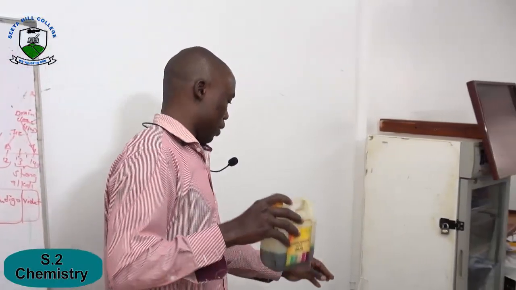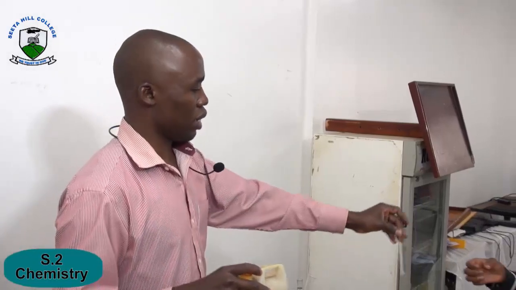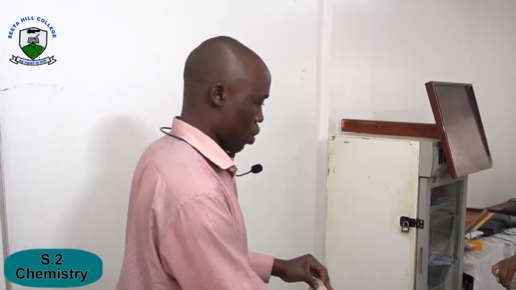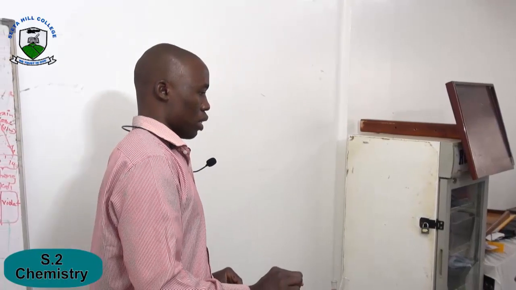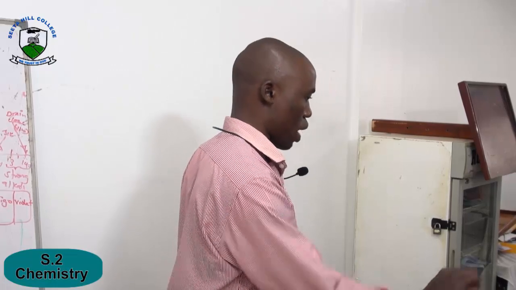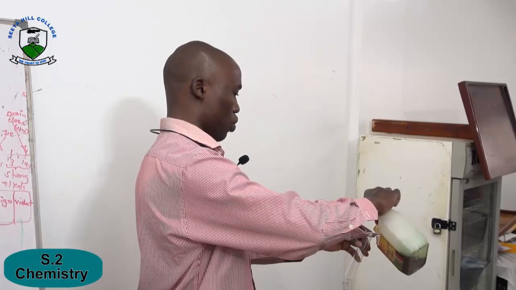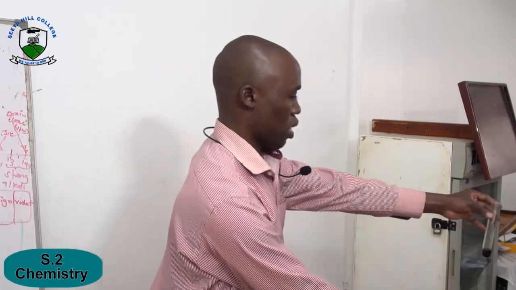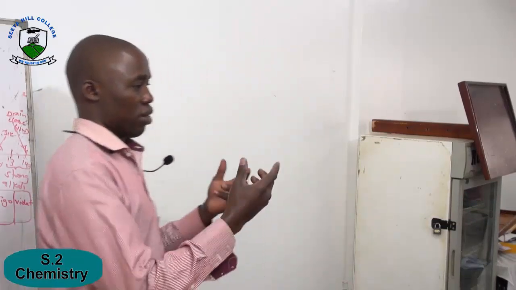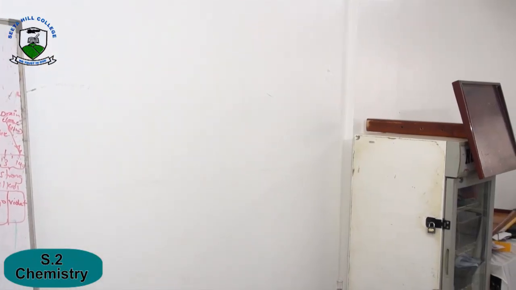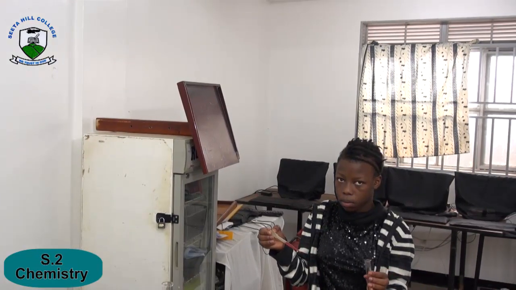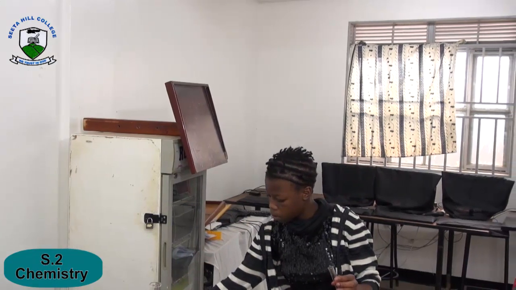Get some test tubes, you put in a little, then this indicator, we are going to pick it. Could you pour out one? We don't want to contaminate. Yeah, then you drop in just like two. Is that dropper clean? You can squeeze the dropper in water to clean it.